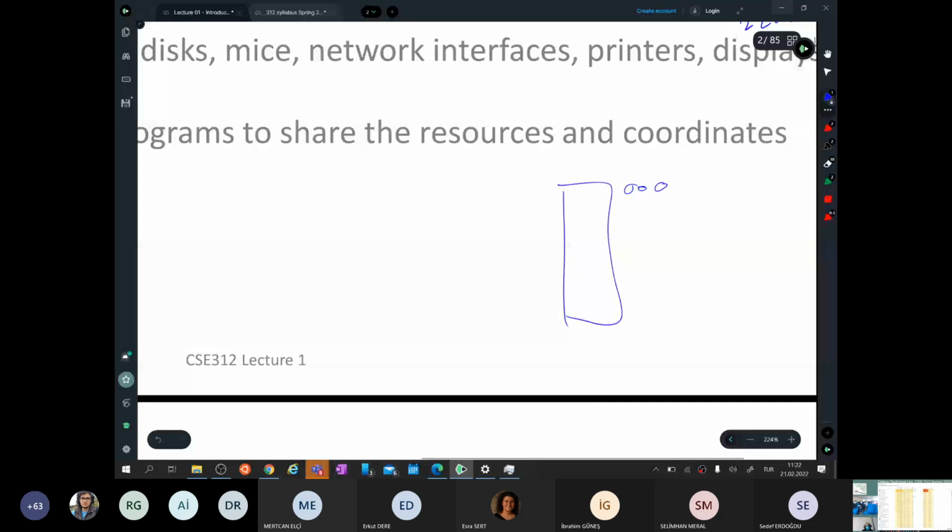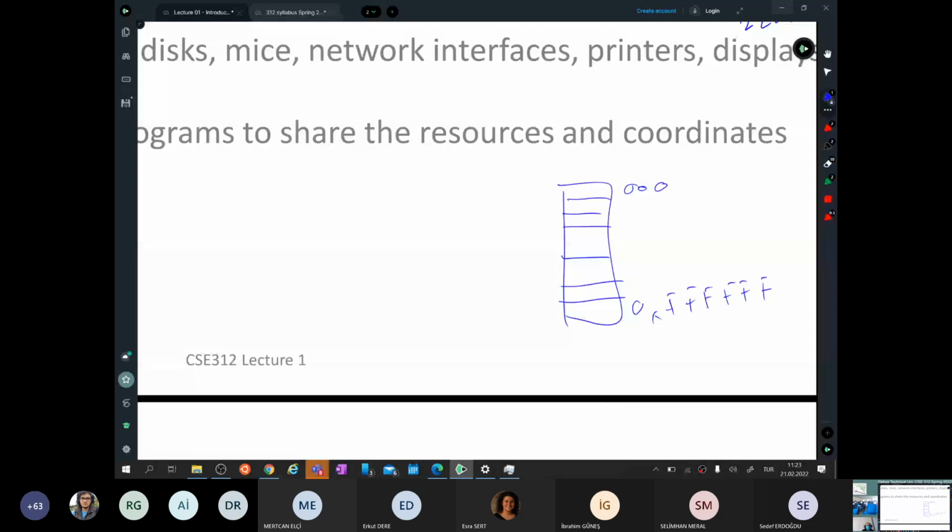So each one thinks that they have their own memory, but in fact they don't. The operating system, with the help of hardware, fools them and virtualizes the underlying memory, and we call this virtual memory, as our classmate correctly pointed out. And that's what the operating system does. So that's the idea of extending and virtualizing the underlying machine.